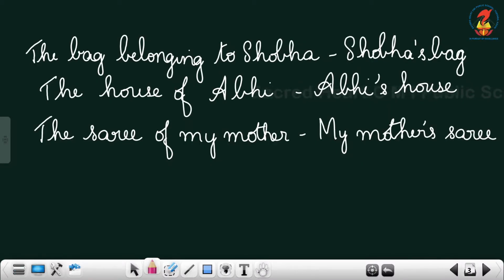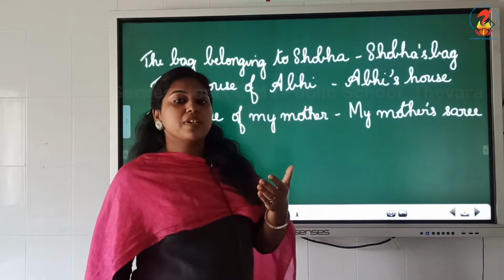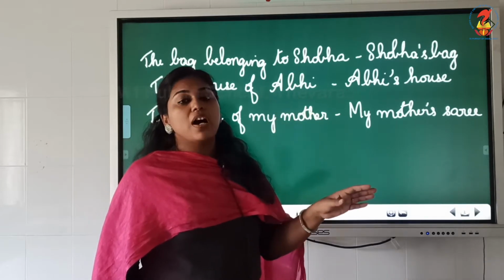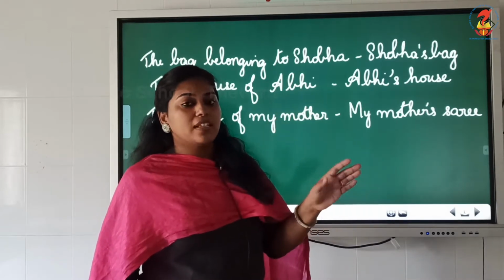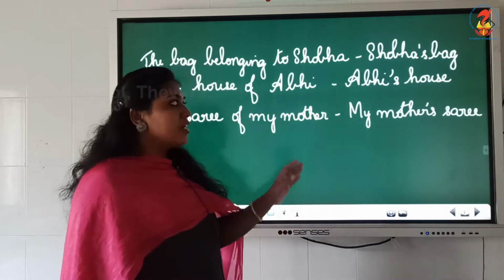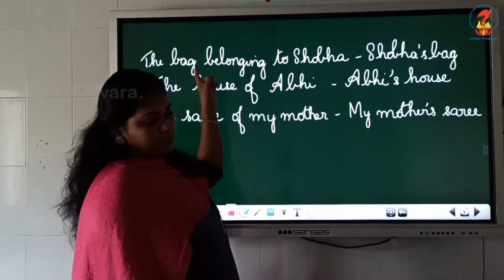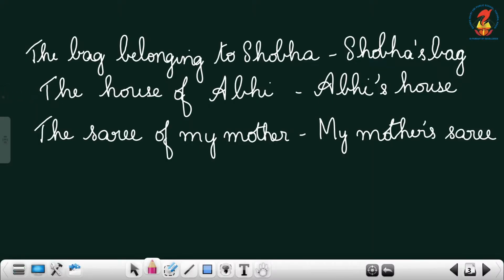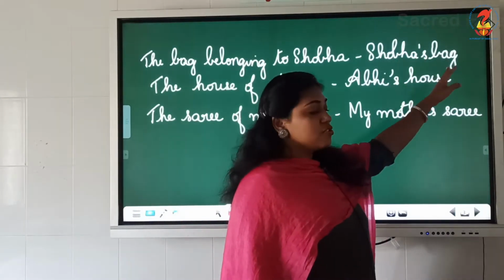Look at this example, the bag belonging to Shobha. Here we want to express that the bag is owned by the noun, the person Shobha. So either we can write it by saying the bag belonging to Shobha, or we can say it by using apostrophe. If I am using apostrophe, it will change into Shobha's bag.